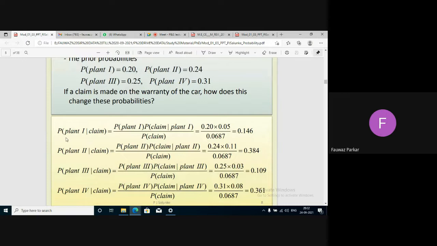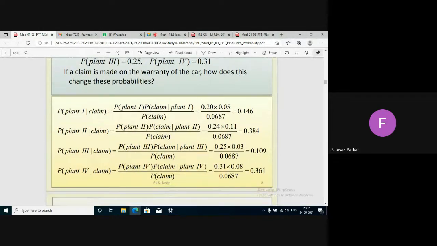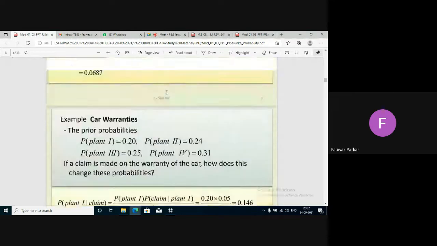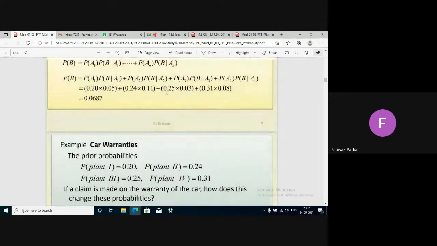Now what we need to find is, what is the probability that it has come from plant number 1? So claim हो गया है ना, तो प्लांट 1 से है उसका कितना प्रोबेबिलिटी, प्लांट 2 से है कितना है, प्लांट 3 से है कितना है, प्लांट 4 से है कितना है. We know the total is 0.6067, जो भी है वो है, ये ठीक है, क्लेम का उतना चांसेस है.